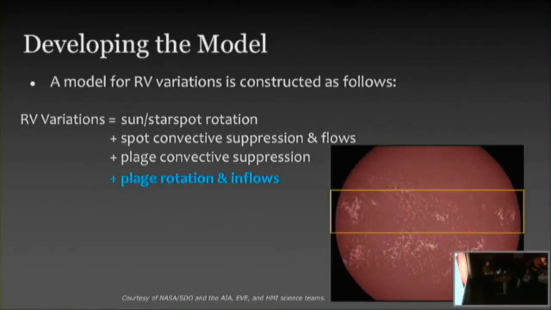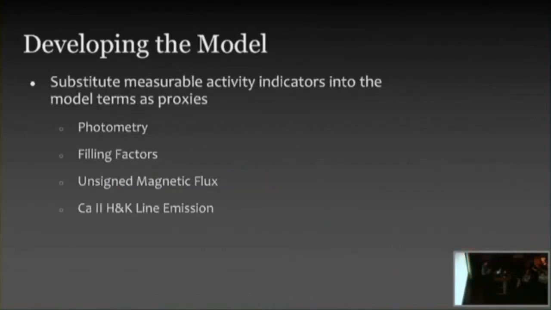But how do we actually go about applying it? We use measurable activity indicators as proxies for these effects. We do this by selecting proxies, which are just data we can measure from the sun, based on which physical processes are best represented by them. So an important note, these are proxies. They are inherently imperfect, and some of these terms require a time derivative of these proxies, and that can amplify these imperfections. So just keep that in mind.